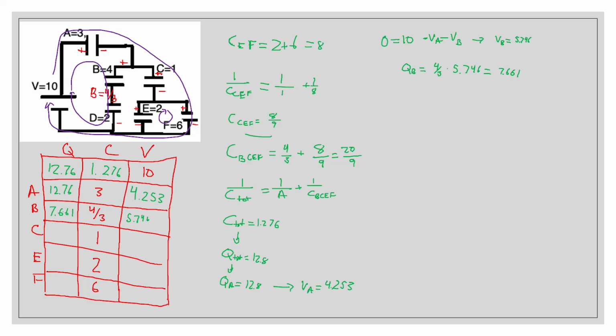We probably want to use charge conservation now. So what isolated pieces do I have here? Well, I've got this little beautiful isolated piece where it's the negative side of A, the positive side of B, and the positive side of C. So what would the relationship there be? Well, it would be 0 equals negative QA plus QB plus QC.